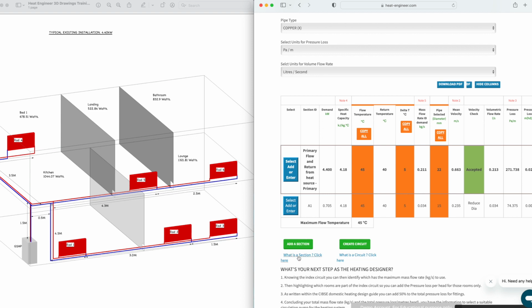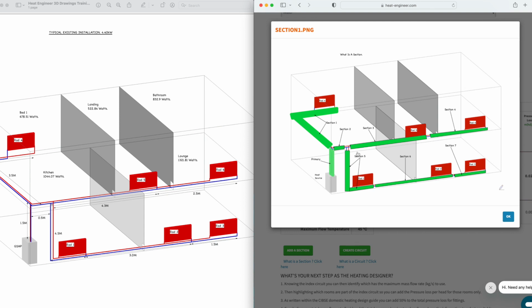So what is a section? This is a little help section that we've got here. You can see that's another copy of this drawing here. So there's a section there, between the primary and T1. That T piece there is T1. There's another section from T1 out to rad 4, all the way out there. There's another little section, just that little half a metre, that runs at that point there, and we'll calculate these out in a second. Another section there, another section there. So that's what a section is.